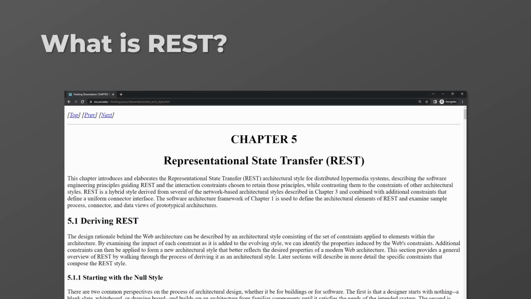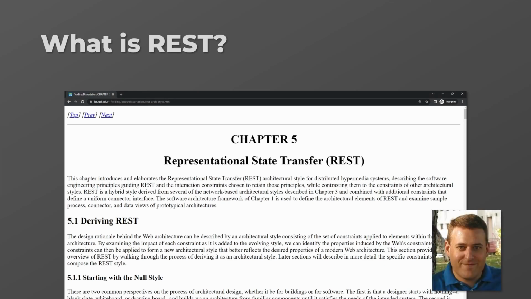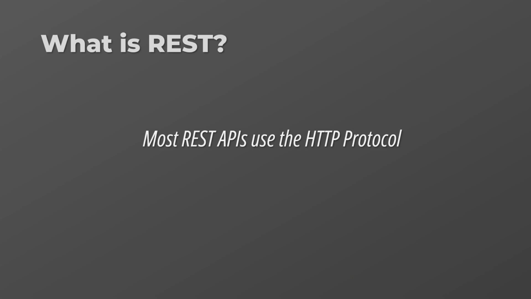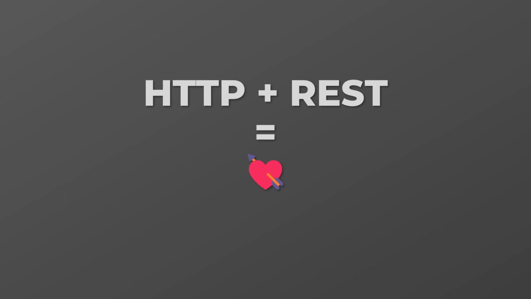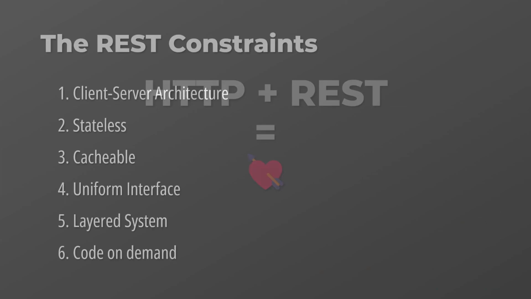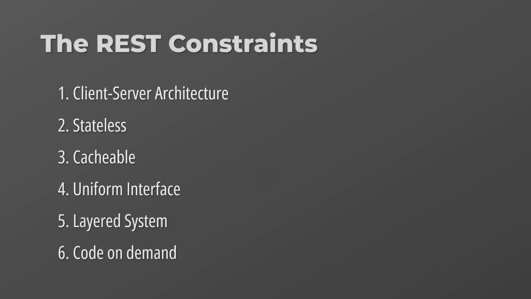REST means Representational State Transfer and is an architectural style defined by Roy Fielding. REST APIs are usually served over HTTP. That is not a coincidence, because Fielding is also an author of the HTTP protocol. And that explains why HTTP semantics lend themselves to REST. REST is composed of 6 constraints.